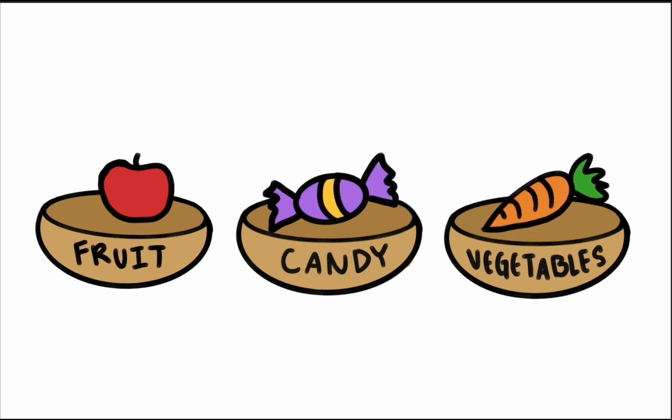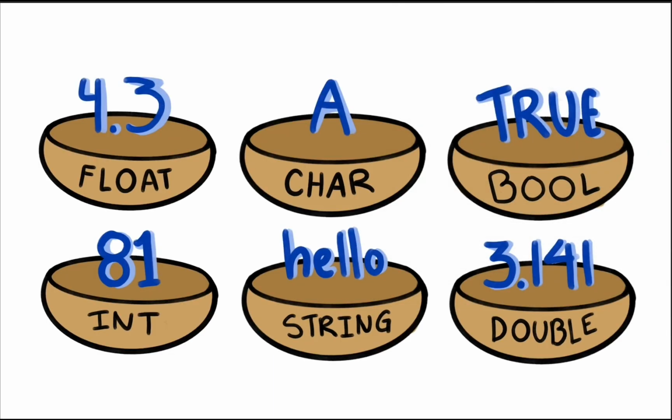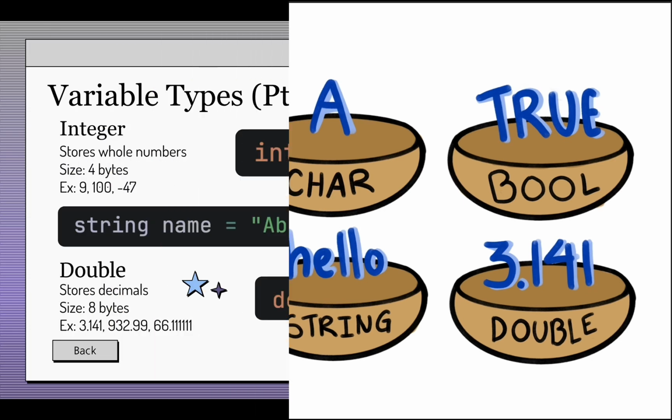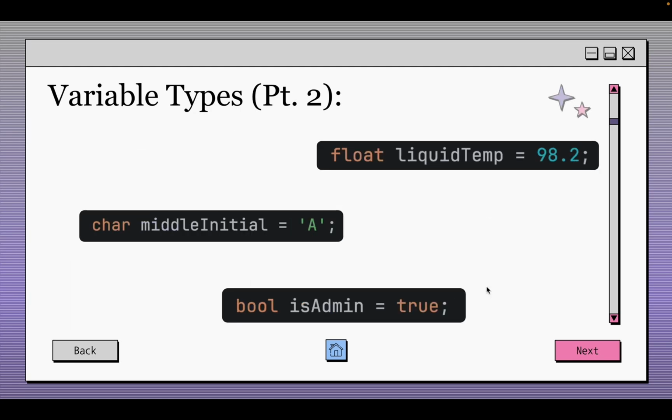Now I want you to imagine how this will look like, but with actual variable types like this. So these are the different variable types. We have an integer, which is going to store whole numbers like this. Then you have a string, which is going to store words and phrases like this. And you have a double, which is going to store decimals. Now, anything after the decimal point, you could add a lot of numbers. You can't add too many, but you could add a lot of numbers with a double.